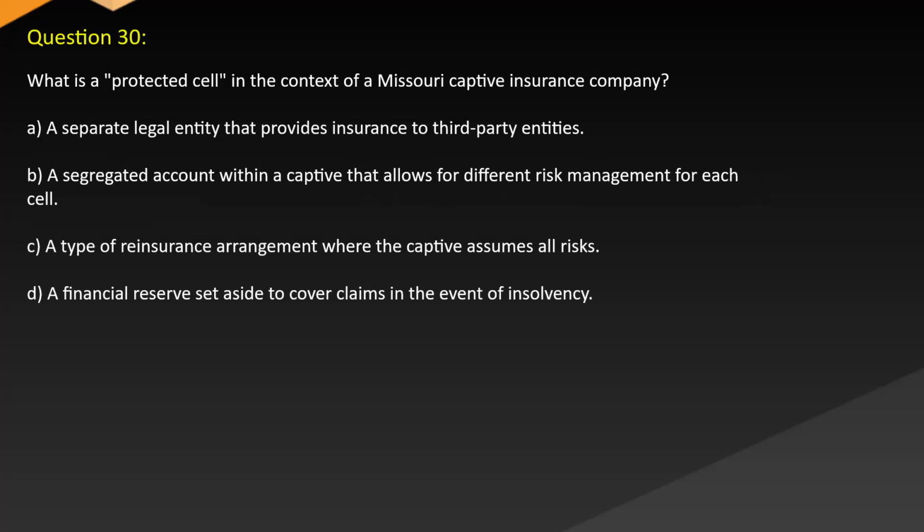Question 30. What is a protected cell in the context of a Missouri captive insurance company? A. A separate legal entity that provides insurance to third-party entities. B. A segregated account within a captive that allows for different risk management for each cell. C. A type of reinsurance arrangement where the captive assumes all risks. D. A financial reserve set aside to cover claims in the event of insolvency.